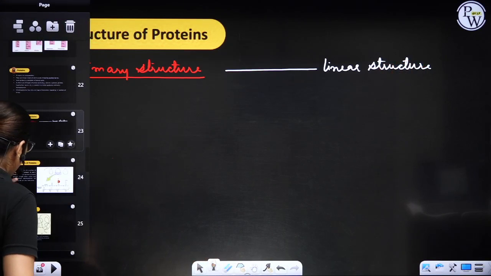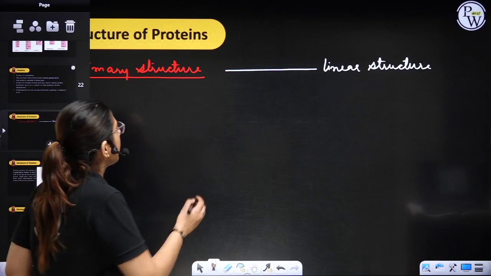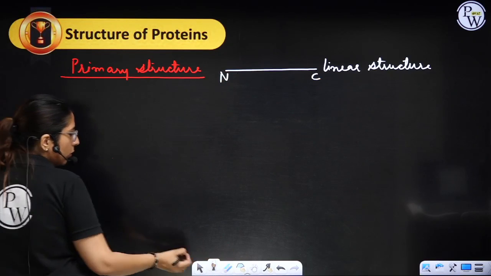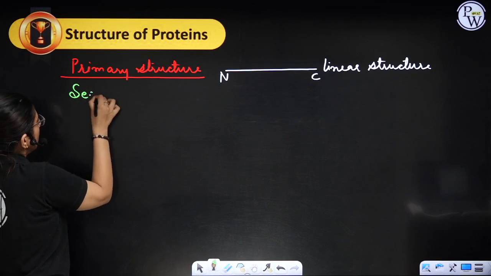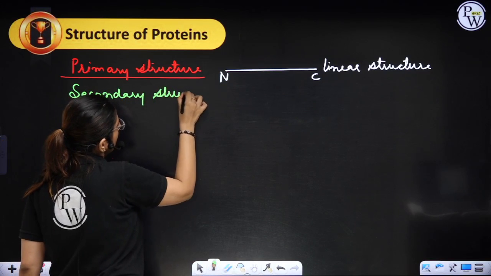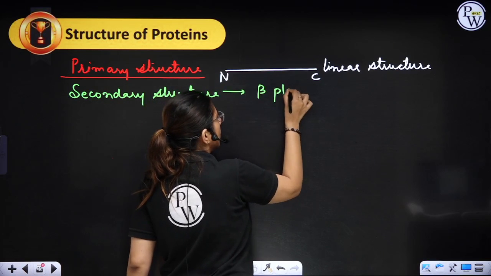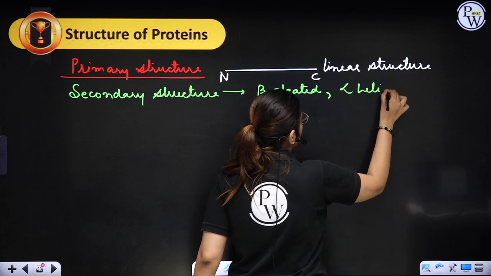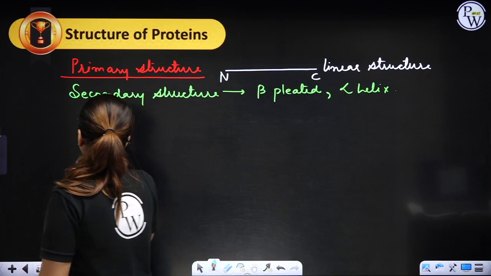I can show you this also. Let me show you. I'll write it here. This is how the N terminal and the C terminal are present. It's a linear structure. Let's talk about the secondary structure. For example, the beta pleated sheet and the alpha helix, if they form a helical structure like this. Now the third one we have is the tertiary structure.